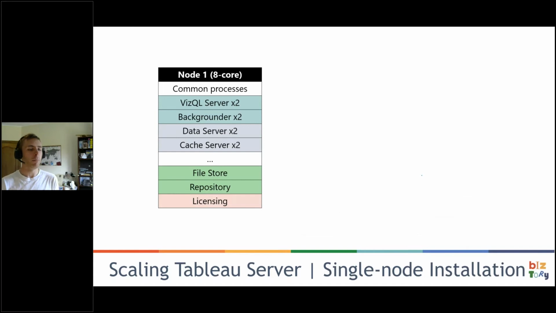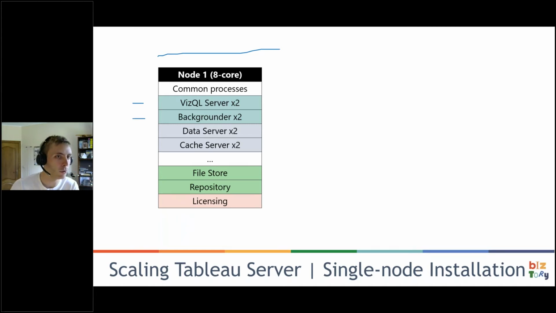Your typical Tableau server that consists of one node is really simple. Well, no, it's a complex thing in its architecture, but it's just one VM that we have here, and it contains all kinds of processes. There are so many, I won't even talk about all of them, but there are VizQL processes that are the ones that generate your visuals and dashboards.